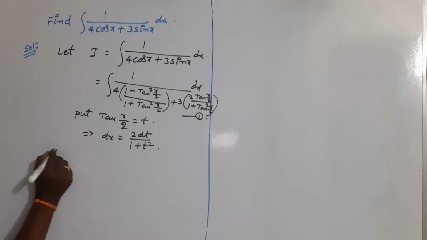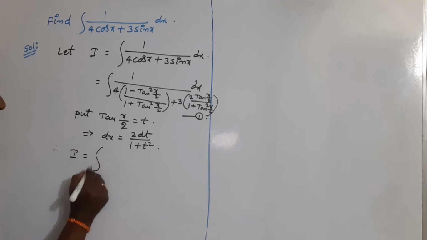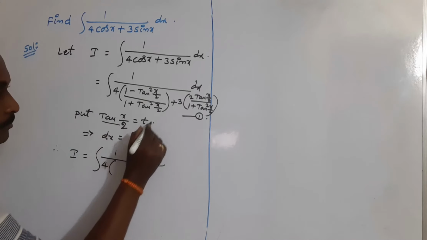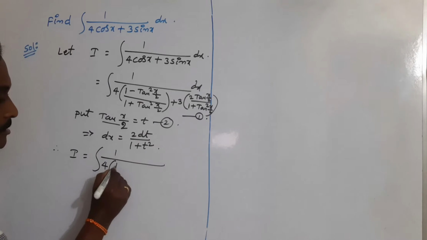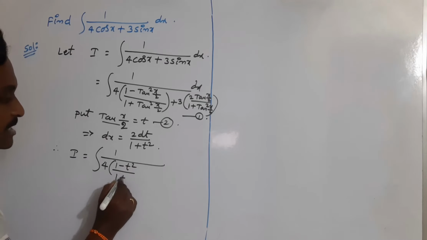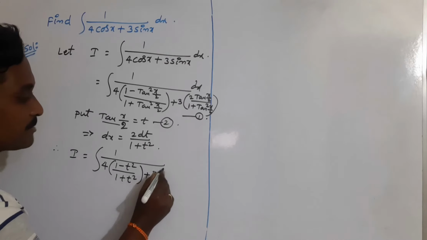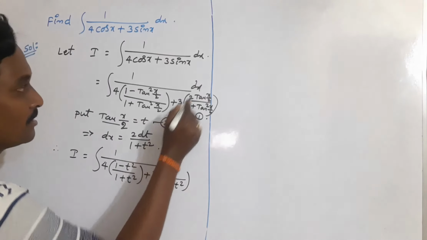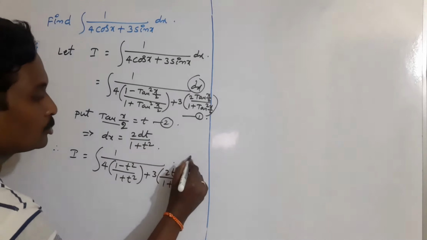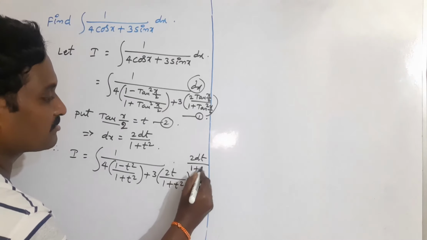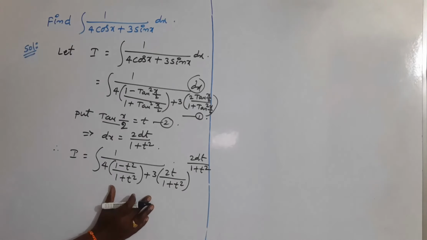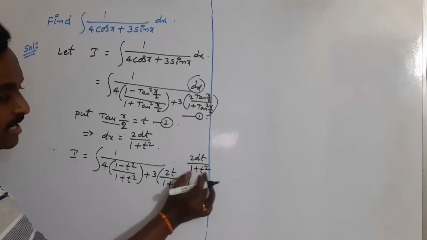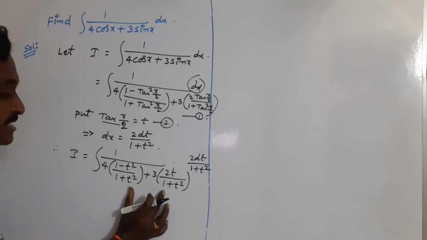Okay, so the above problem becomes I equal to integration of 1 by 4 into, whenever we have tan x by 2, replace it by t, which is (1 minus t square by 1 plus t square) plus 3 times (2t by 1 plus t square), and replace dx value by 2 dt by 1 plus t square. So in the denominator, for both parts 1 plus t square is the LCM. After taking the LCM, this 1 plus t square and the denominator 1 plus t square get cancelled directly.